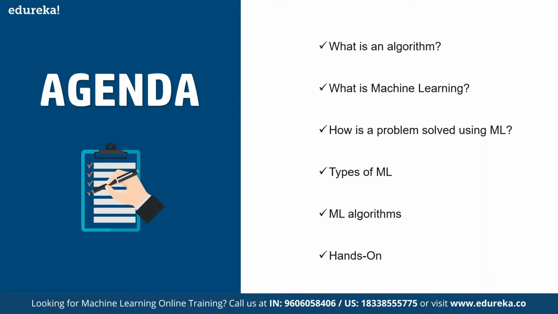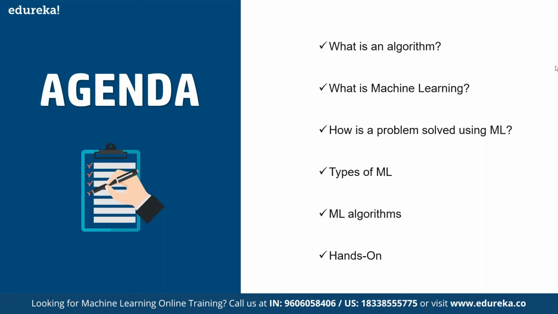Let's get started. The main agenda for today's session: we are going to discuss what exactly an algorithm is, what we mean by machine learning, how a problem is solved using ML, the types of machine learning available, and then we are going to discuss multiple machine learning algorithms. And then we are going to have a small hands-on if time allows, and we are going to make use of ML Studio for a quick hands-on on the subject.